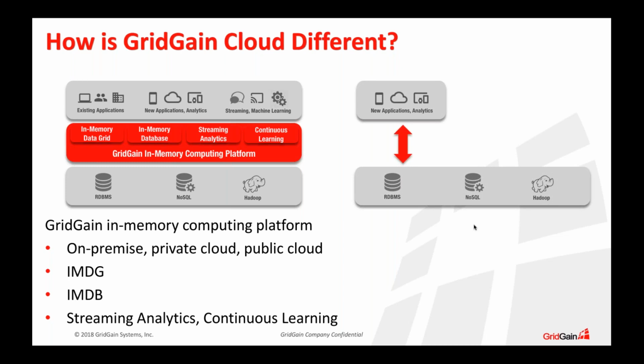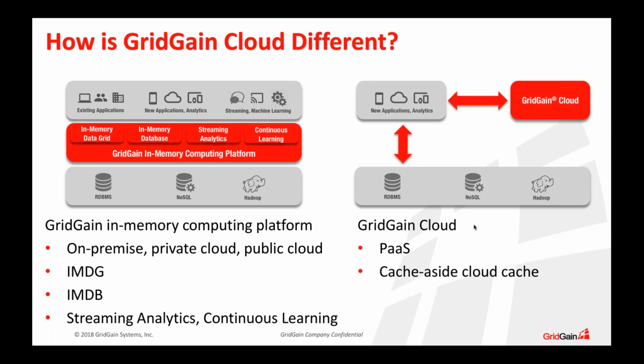In the case of GridGain Cloud, it is more of a cache-aside pattern where the application is talking both to GridGain Cloud and to the underlying database. And while it may be as simple as just adding a couple extra SQL commands or changing them to point to GridGain Cloud to get all their data, it is still cache-aside. So that's what we mean right now by them being different.